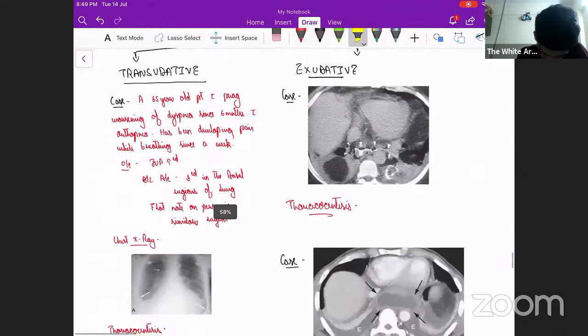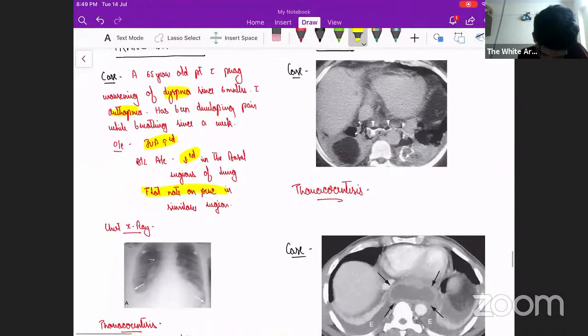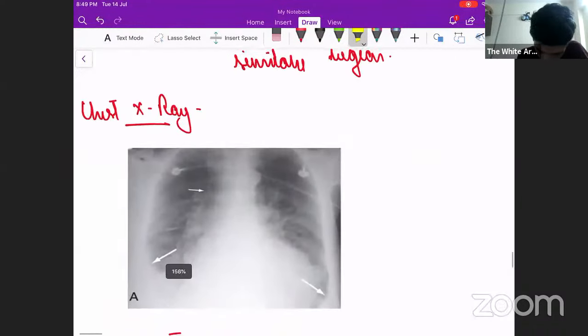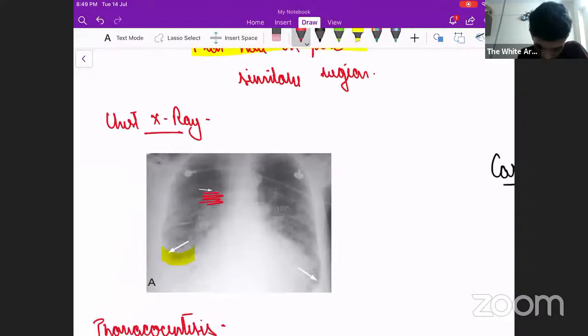So this is the case. 65-year-old, worsening symptoms of dyspnea since 6 months. Orthopnea is present. JVP is raised. Air entry is reduced in the basal regions. Flat note on percussion noted. Chest X-ray reveals this. In chest X-ray, what you have? Pleural effusion. You have Kerley's lines over here, indicating there is pulmonary edema along with pleural effusion.